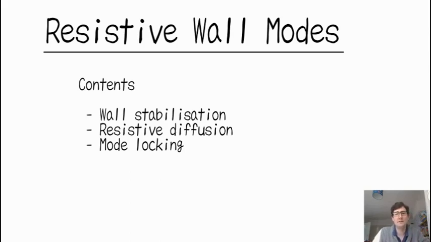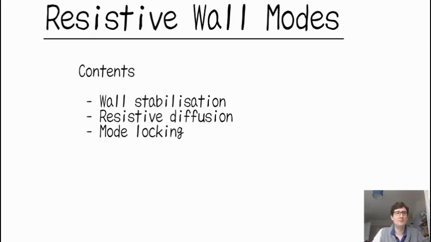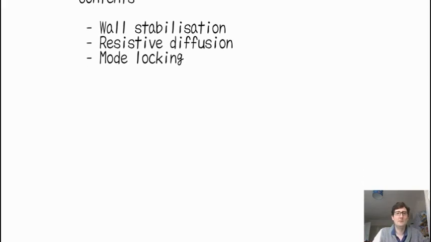So rotation and conductive walls are two of the major ones, and these are related to the resistive diffusion of the field into the wall, and this can lead to something called mode locking, where the velocity or the rotation rate of the plasma suddenly stops on a very short time scale and leads to a kind of disruption. So let me discuss a little bit what's happening here.